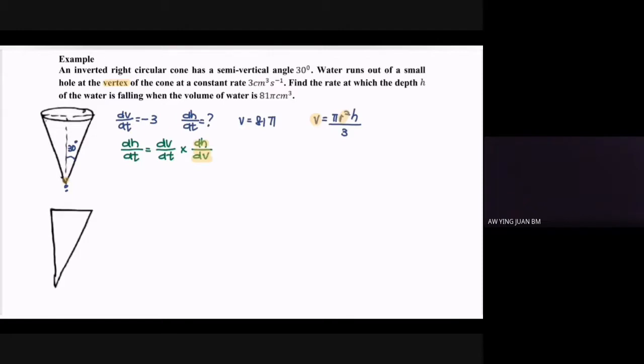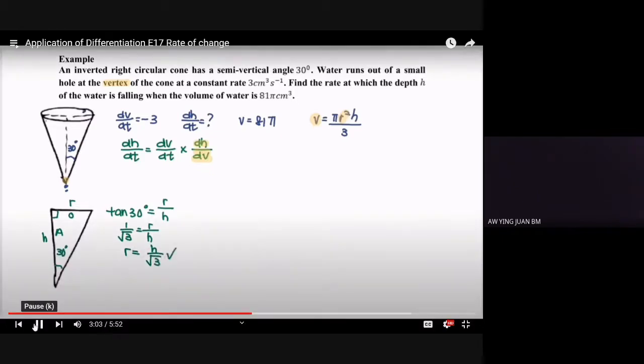So now we have a right angle triangle where we have 30 degree, and here we will have H and here as R. So kindly make use of tangent 30 for the ratio opposite over adjacent. So R over H. Tangent 30 degree is a special angle where we have 1 over square root of 3 equals to R over H. Now what we're going to do is to make use of R in terms of H. So R will be equals to H over square root of 3.